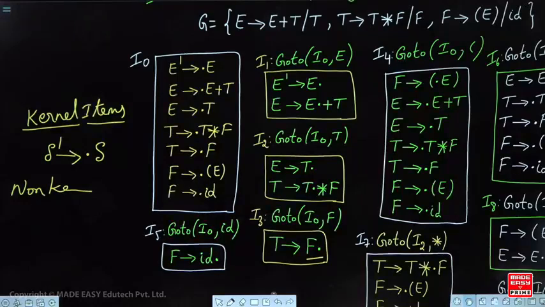So come back to the dictation. Non-kernel items is the heading. It is a collection of all the items in which dots are at the leftmost end of the right hand side of the production.